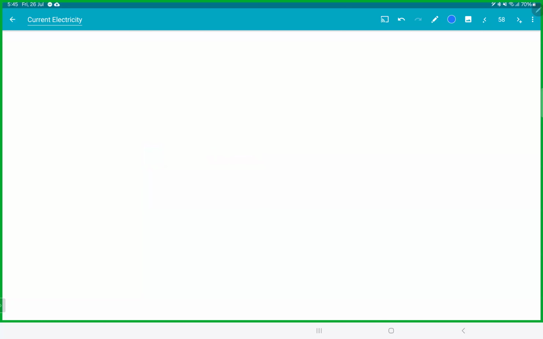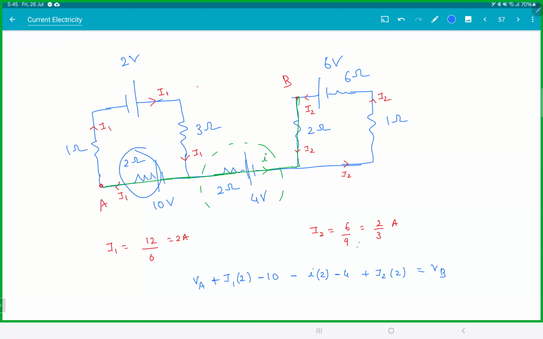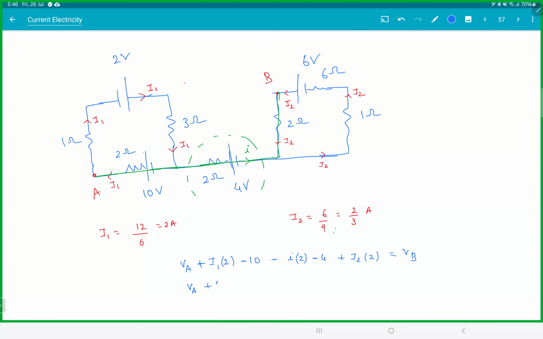So we started with the potential at A, VA. Then when you went through this 2 volt battery, 2 ohm resistor, it became plus I1 into 2. Then when you went through the 10 volt battery, it is minus 10. The 2 ohm won't matter anyway. The 4 volt is minus 4. That is plus I2 into 2. You can substitute the values here. VA, this is 4, minus 10. This guy is 0, minus 4, and I2 is 2 by 3, times 2. The 4 will cancel. You get VA minus VB is equal to 10 minus 4 by 3. That would be 26 by 3 volts.